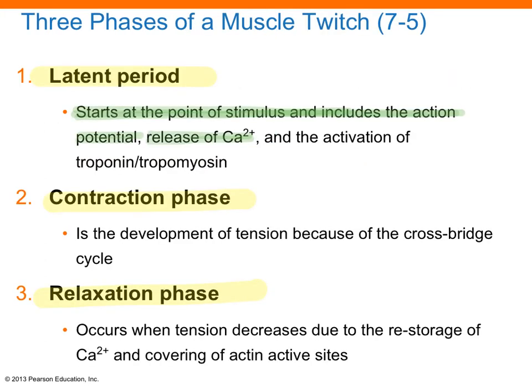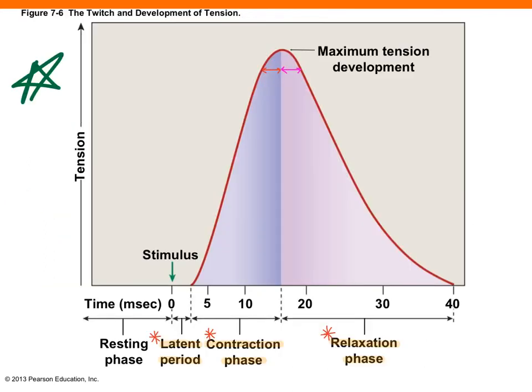There are three phases in a muscle twitch. The latent period, that's the starting point of the stimulus and the release of the calcium. Then the contraction phase, that's where there's a development of tension, and then the relaxation phase where the tension decreases due to the restorage of the calcium. This is another test question. This is a graph showing you the three phases of a muscle contraction or a muscle twitch.